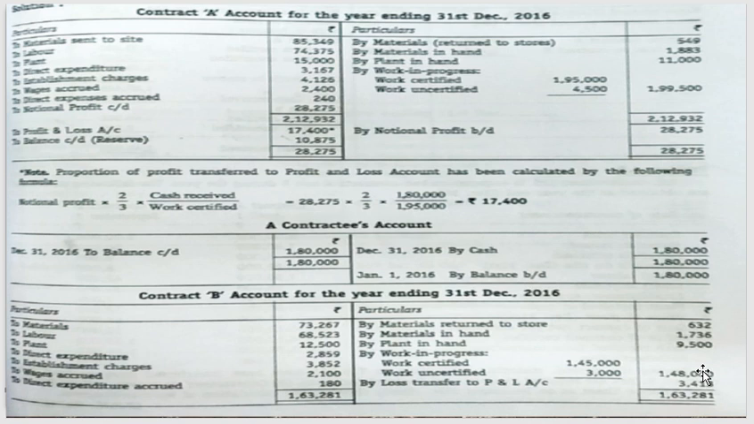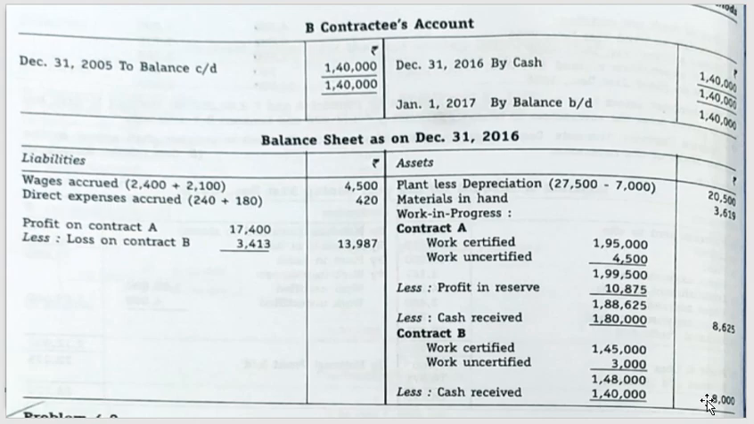So by loss to profit and loss account, where we are getting 3,413. So when there is a loss which has been incurred, no profit will be taken; the full loss will be transferred to profit and loss account, and there will be nothing to be transferred to your reserves account. So we will directly prepare our contractees account.